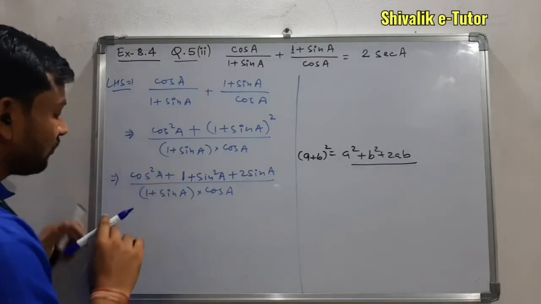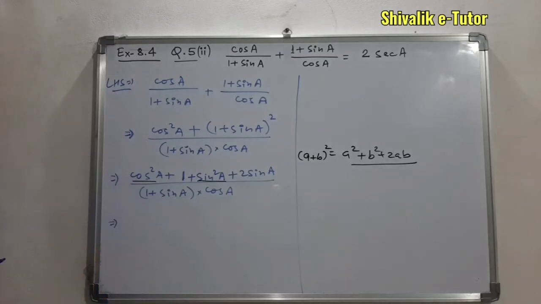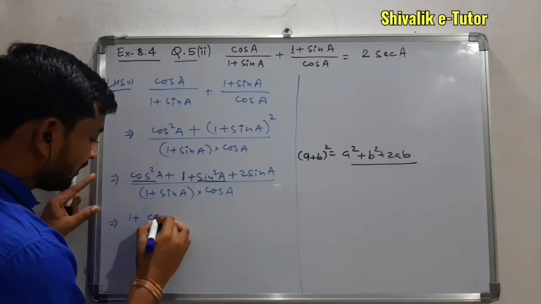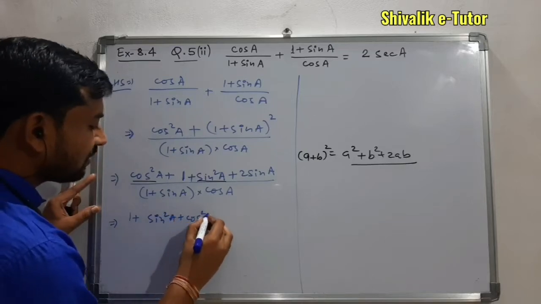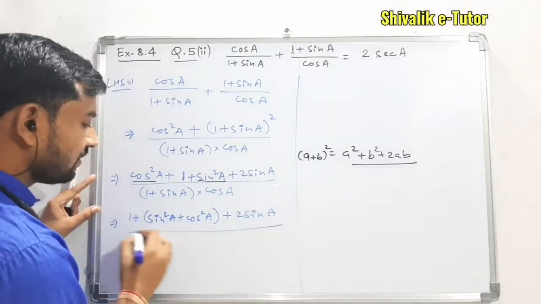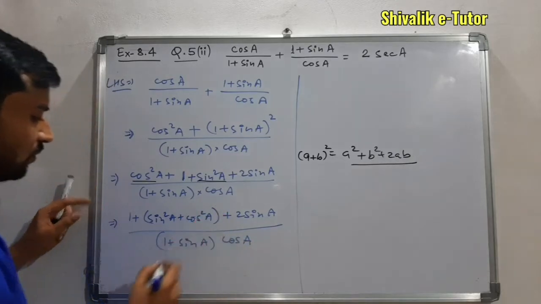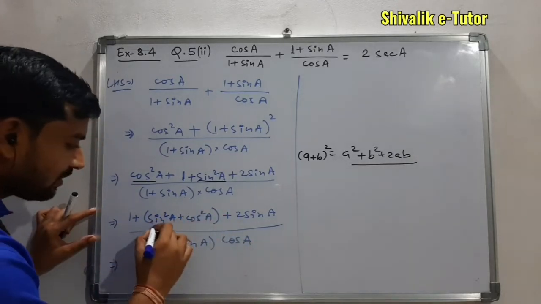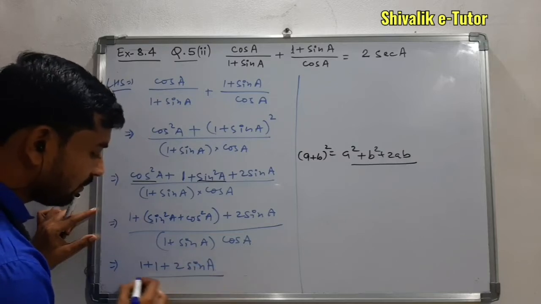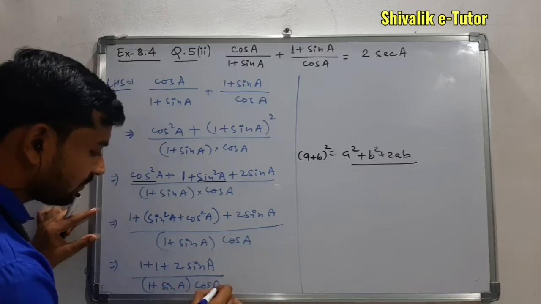Now let us come to the numerator part again. Here we have cos square a and sin square a. Cos square a plus sin square a is our first identity. So if I write sin square a plus cos square a, combined, plus 2 sin a, the denominator will be as it is. Now look, this value is 1 from identity 1, so we get 1 plus 1 plus 2 sin a upon 1 plus sin a multiplied with cos a.